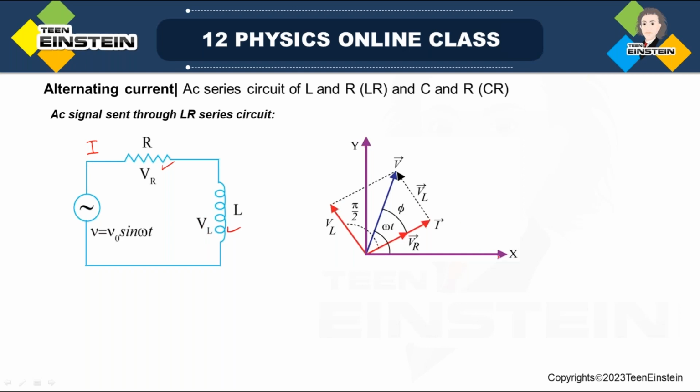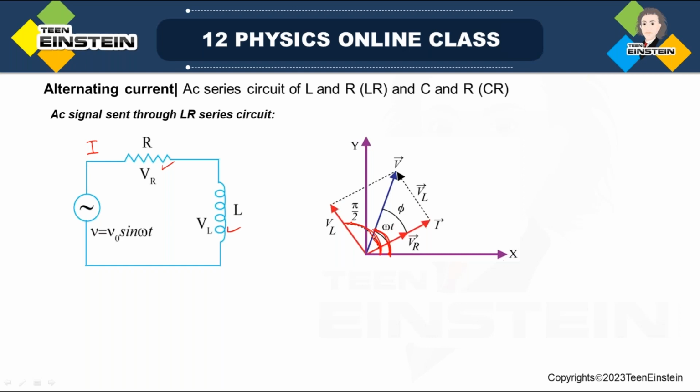Now if this is my y-axis, this is x-axis, we'll be drawing the phasor diagram. See, this angle is omega t. This is actually the supply voltage V. So this angle omega t, and see the angle between I and VL. This total angle is omega t plus pi by 2.